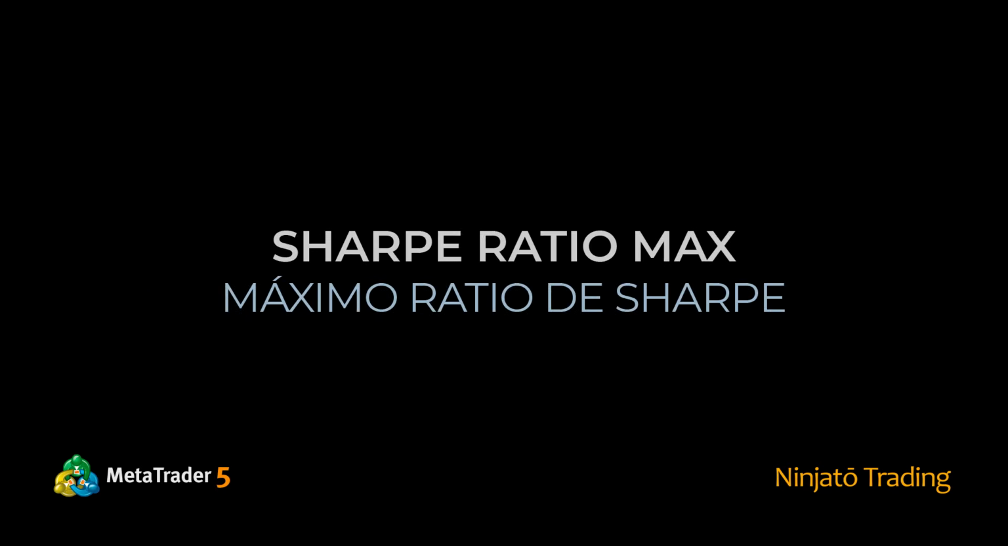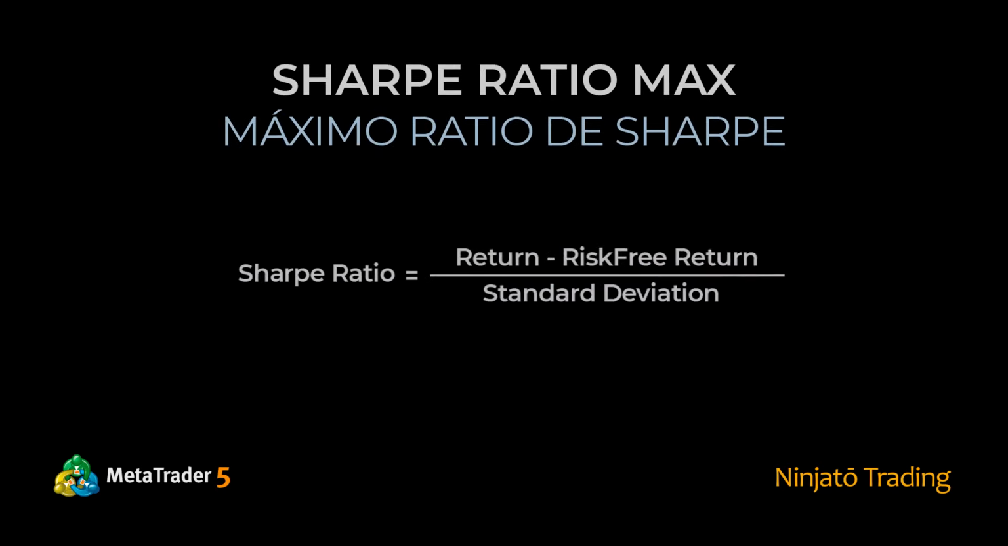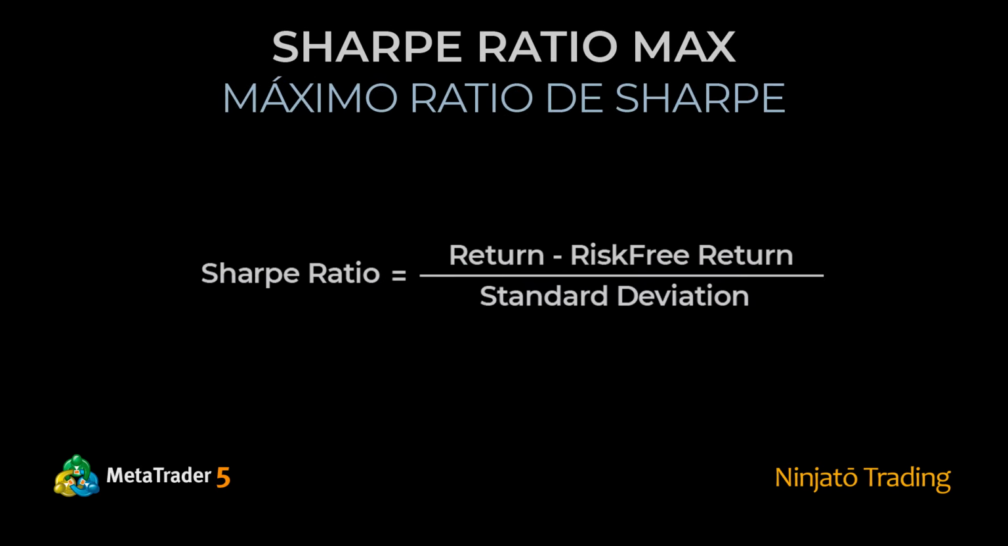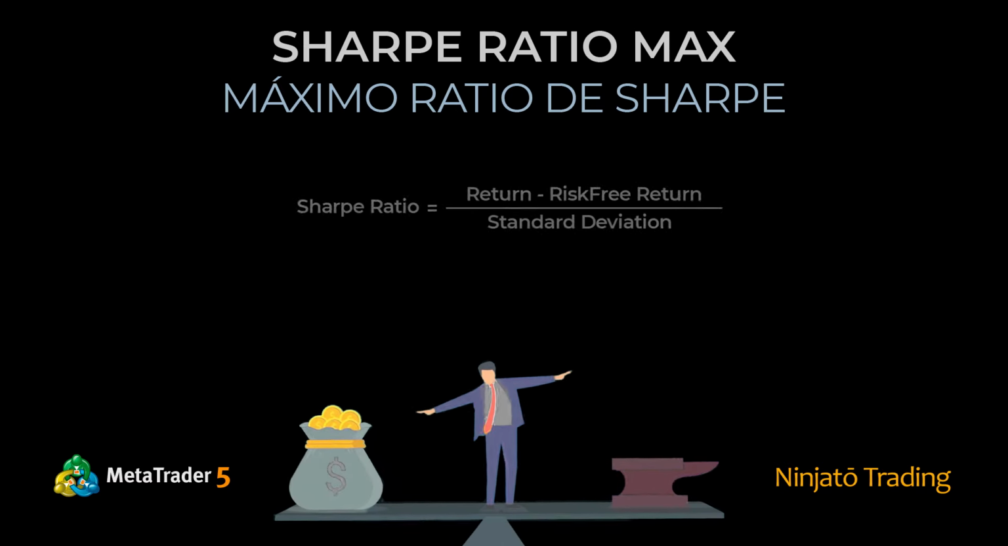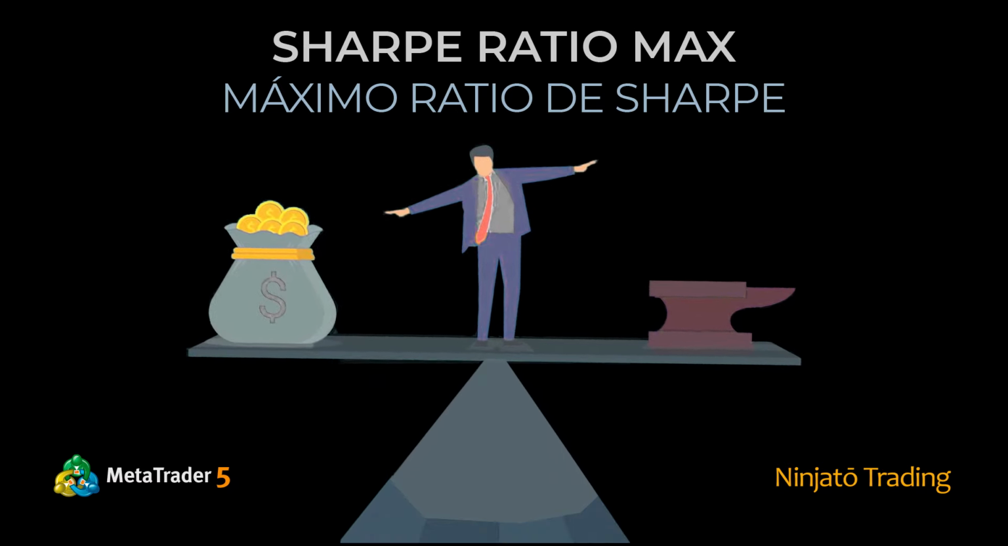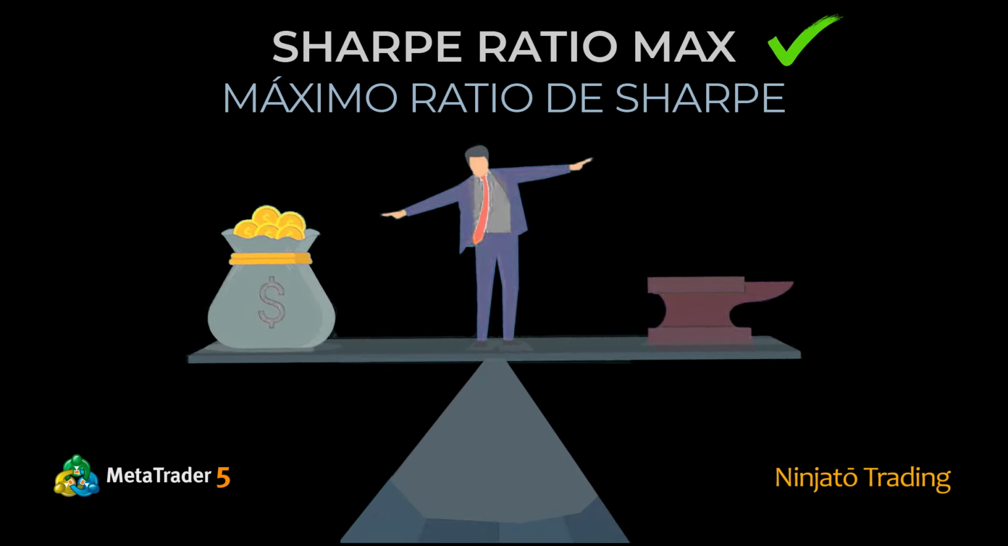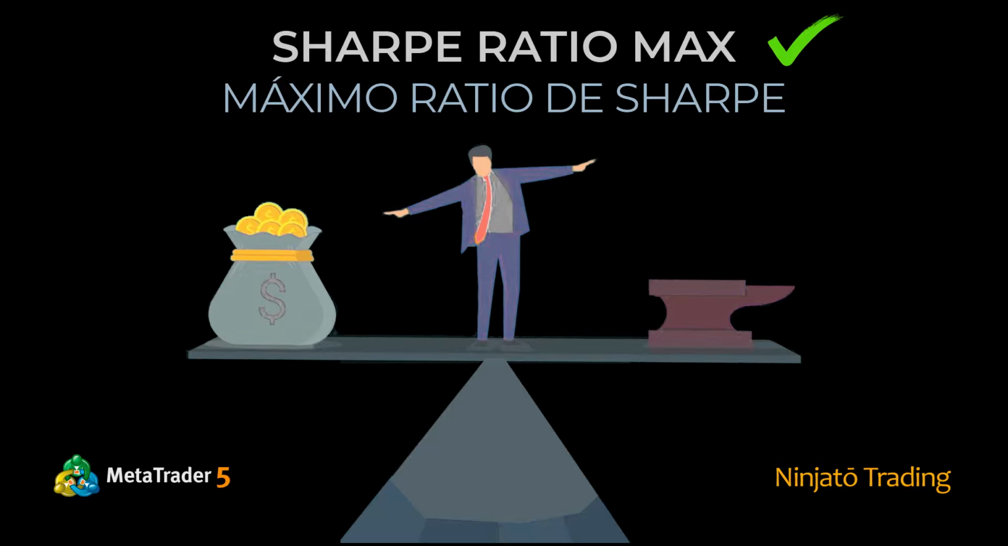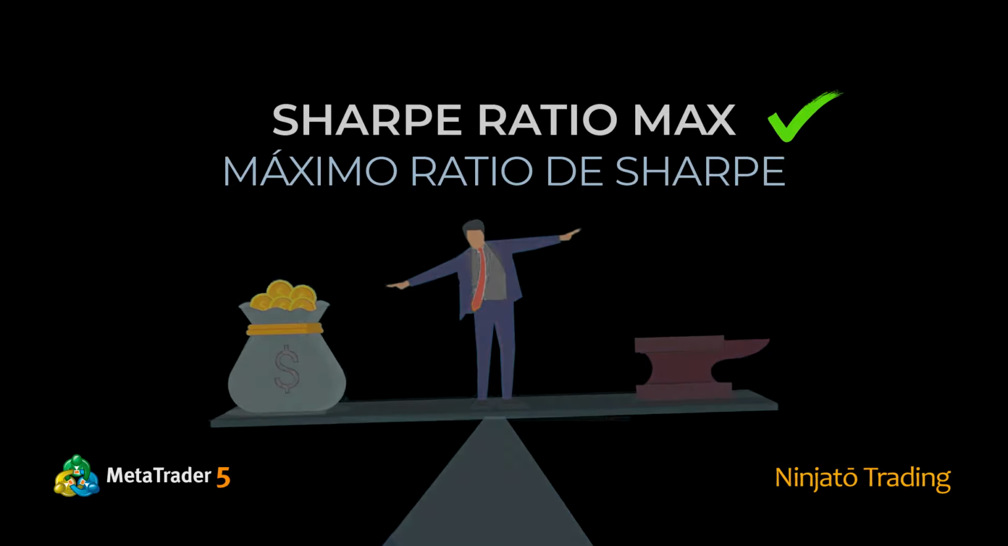The Sharpe Ratio Max criterion relates profitability to volatility. We use it to find a parameter configuration that generates its profits in a stable manner. It's a balanced approach between risk and reward. If we only had the criteria seen so far, this would be the one that would give us the most comprehensive approach to start evaluating our expert advisor.